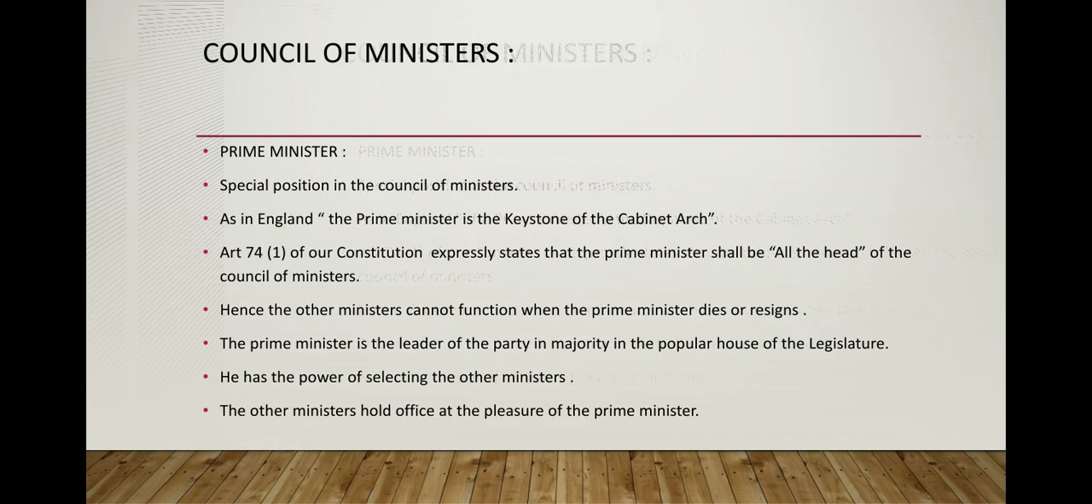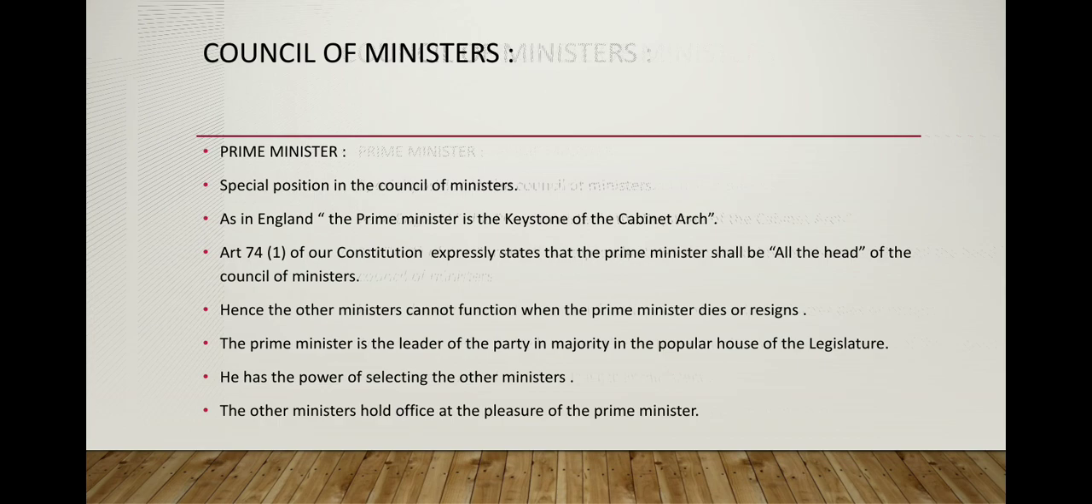What do you mean by Council of Minister? In the Council of Minister, the head is the Prime Minister and the remaining persons are members of that council, who are called ministers. Hence, the other ministers cannot function when the Prime Minister dies or resigns.